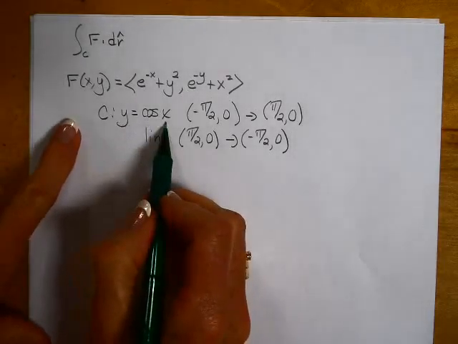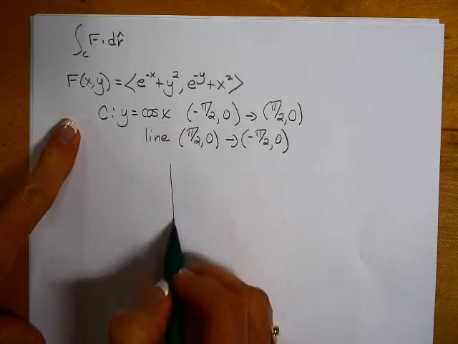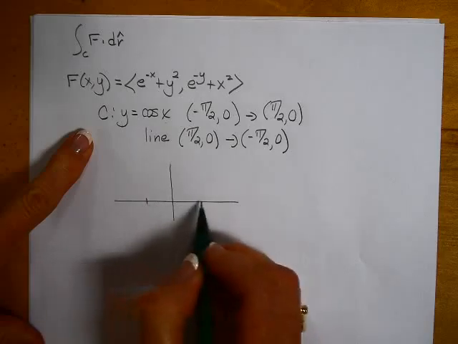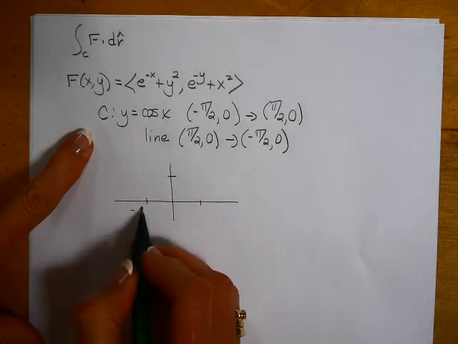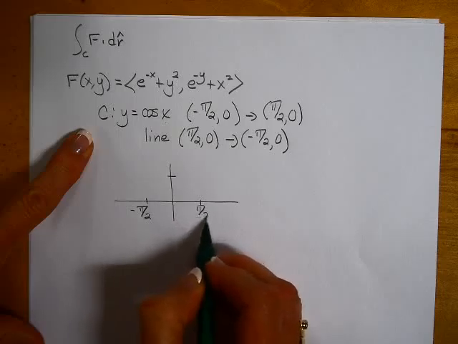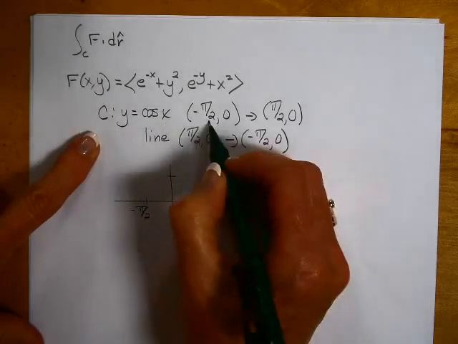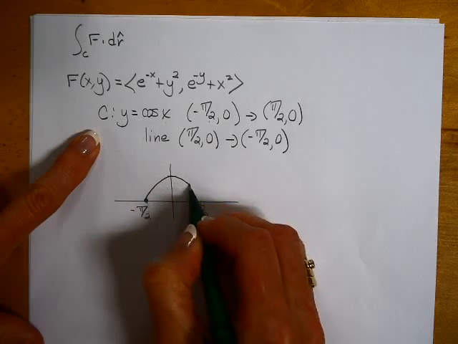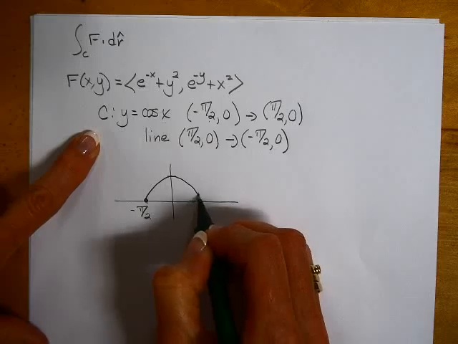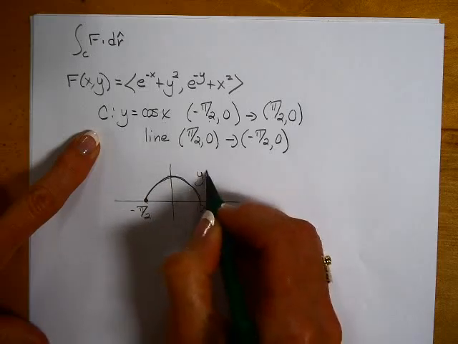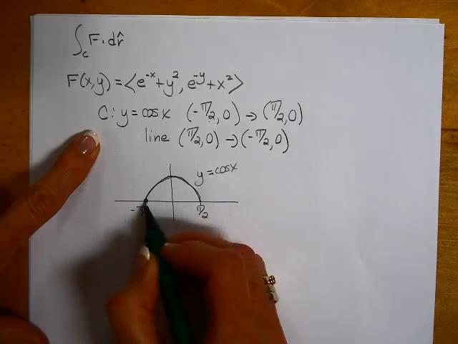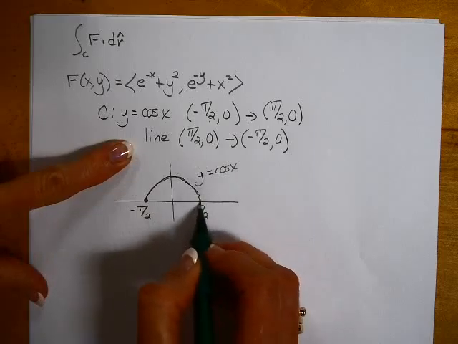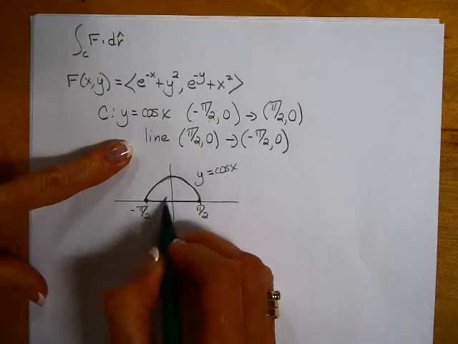All right, y is equal to cosine x. This is just a regular trig graph. This is not the polar graph. This is the regular trig graph of the cosine curve, from negative pi over 2 to positive pi over 2. At negative pi over 2, 0, it starts here, it goes up to 1, and then it comes down here. So this is the cosine curve from negative pi over 2, 0 to pi over 2, 0. Then you have the line segment that goes from here to here.